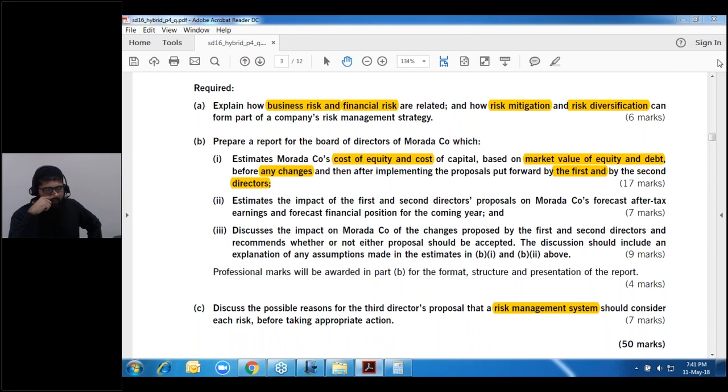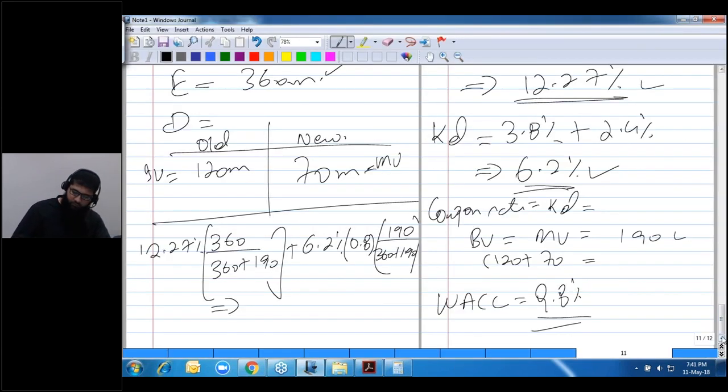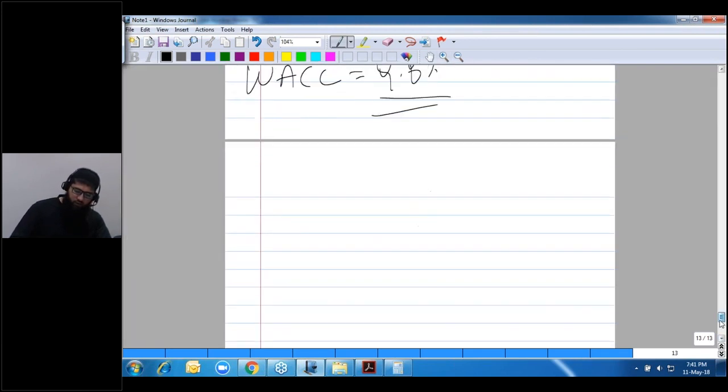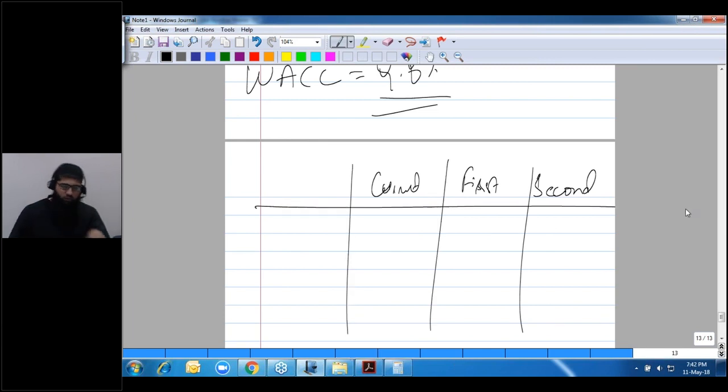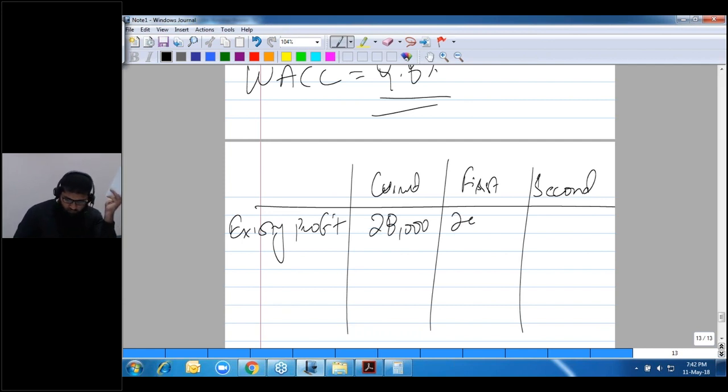Basically, ideally, yes, the examiner is asking for an impact. So for impact, you need to calculate what it is right now and what it is going to be. So let's talk about it. This is current, then first director, and then second director. Okay, so what have been the changes?